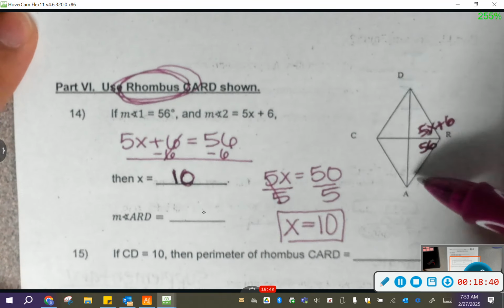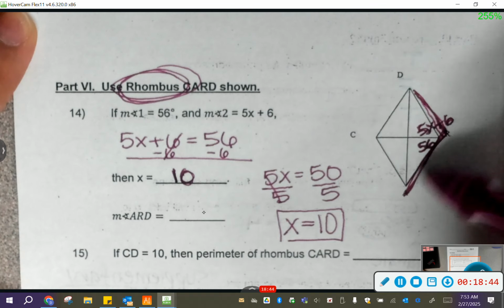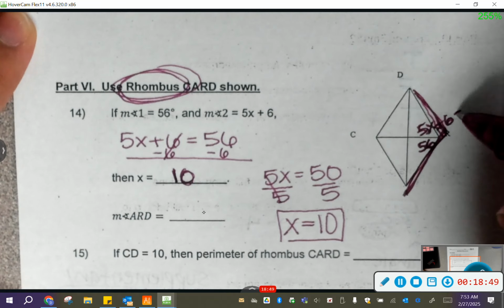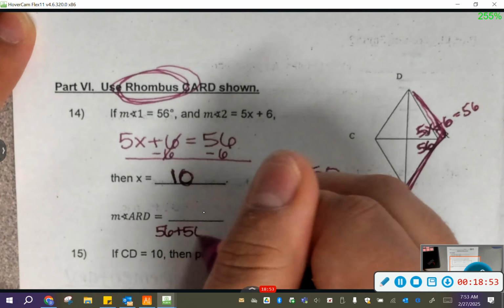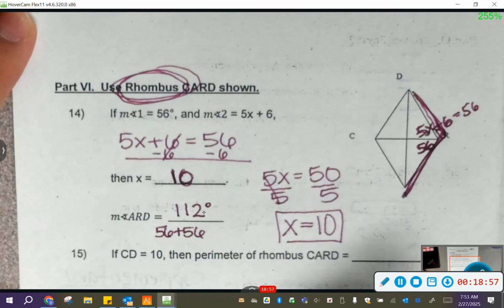So what is this whole angle then? How do I find out what the whole angle is? If this side's 56, what's this side? 56. So I'm just going to do 56 plus 56, which is 112 degrees.